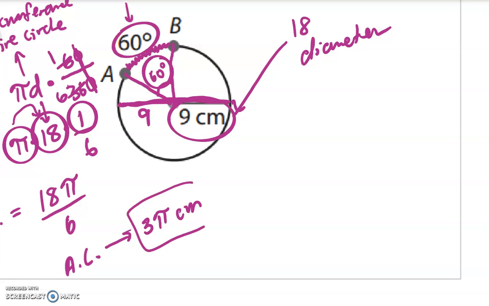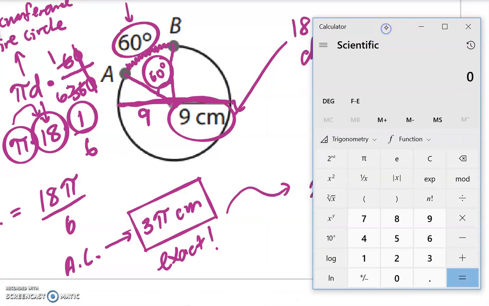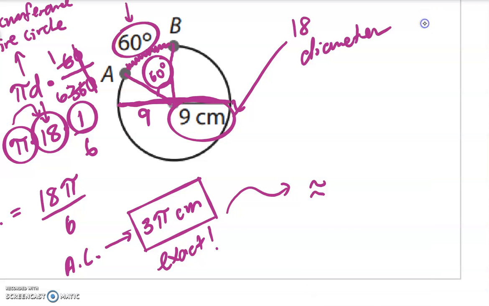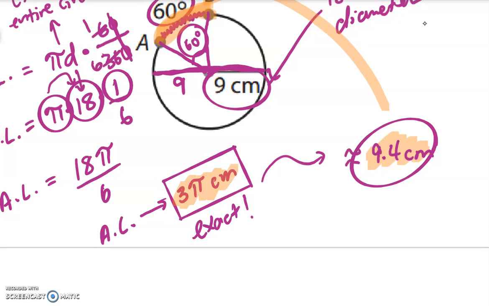This is what we call the exact arc length. Now, if I wanted to round it, say the directions say round it to the tenth place, fine. We're just going to take 3 times pi. 3 times pi gives me 9.4 if I round it. So approximately 9.4 centimeters is this length right here. This arc length is approximately 9.4 centimeters, or exactly 3 pi centimeters.